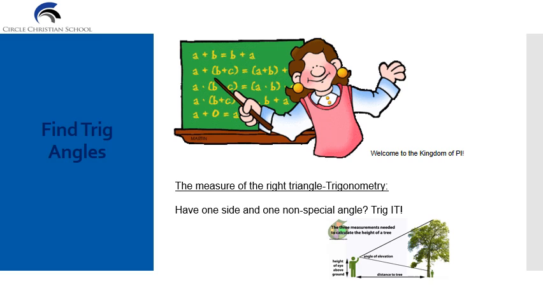Trig ratios, the measurement of a right triangle. Trigonometry: we have one side and one non-special angle. Trig it. This is what we do when we have to find the height of a tree. Remember to always have your calculator in degree mode.